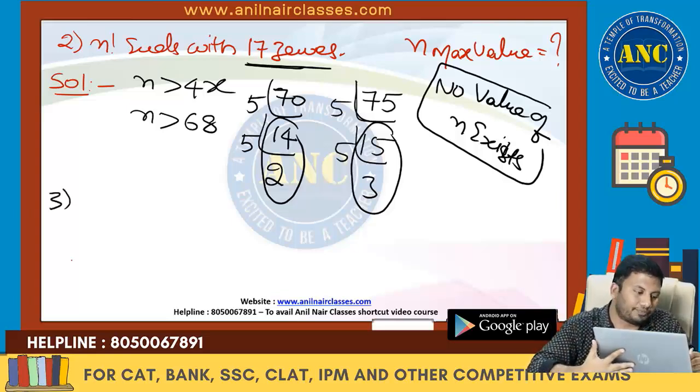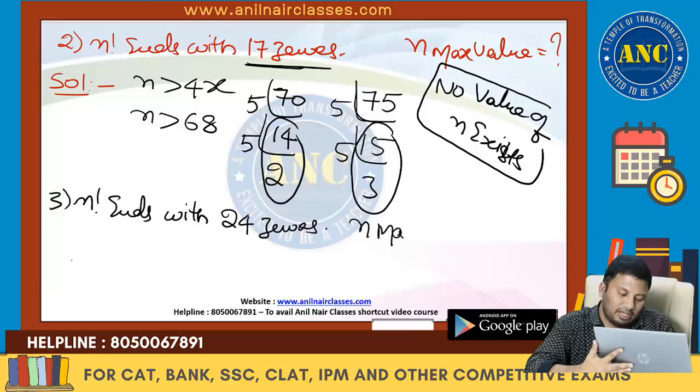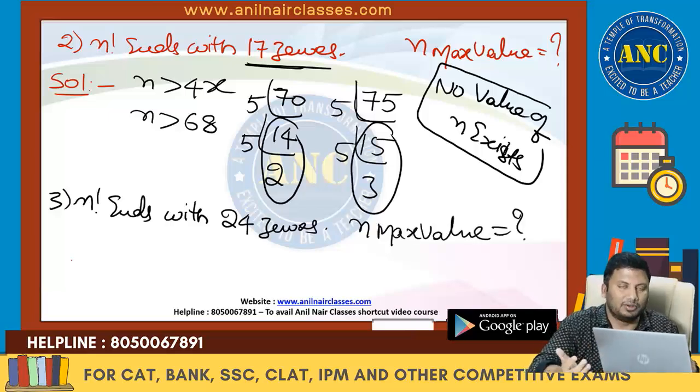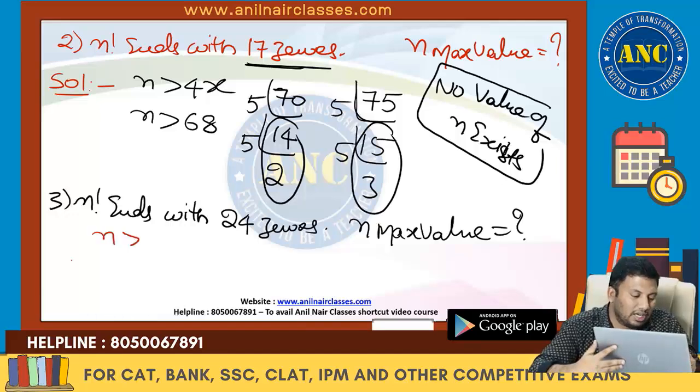Third question. N factorial ends with 24 zeros at the end. What is the maximum value n can take? N factorial ends with 24 zeros at the end. So n is greater than 96.